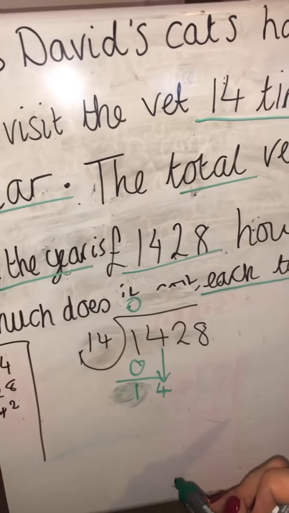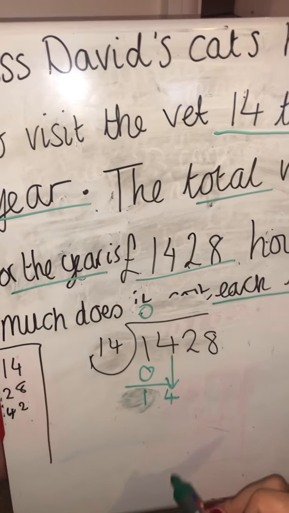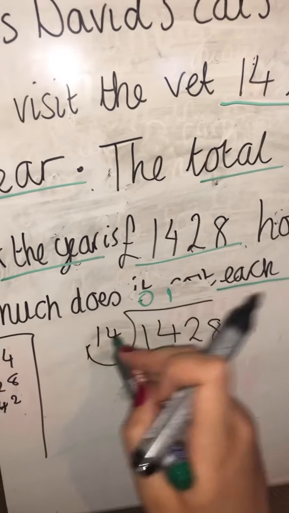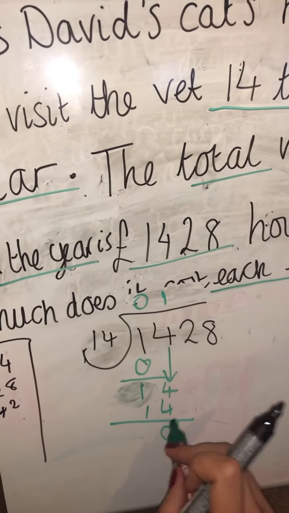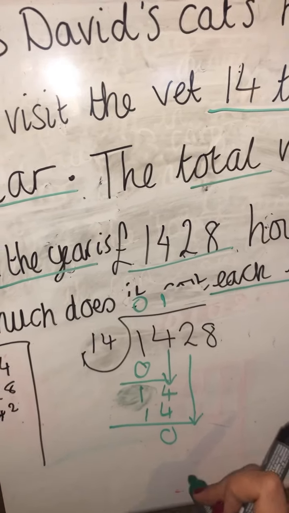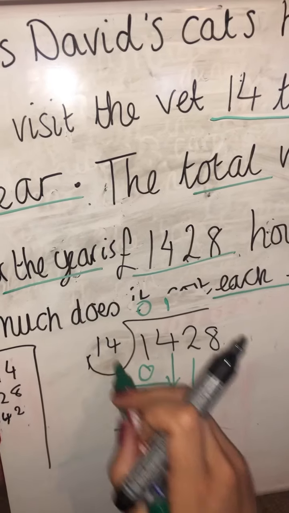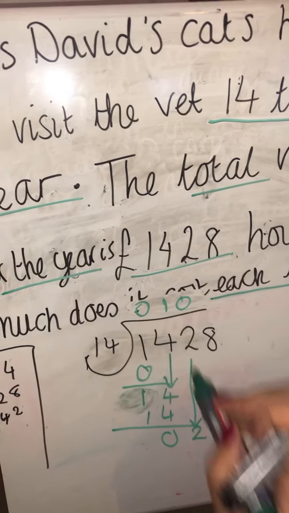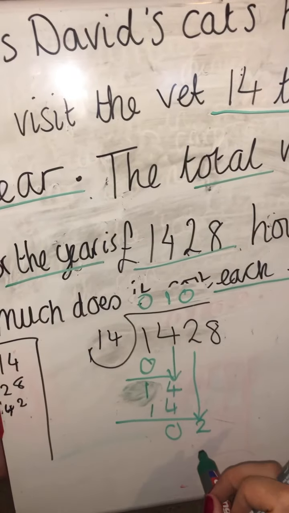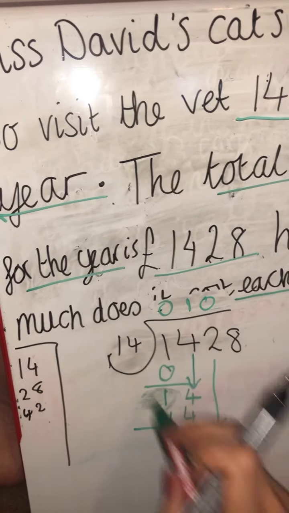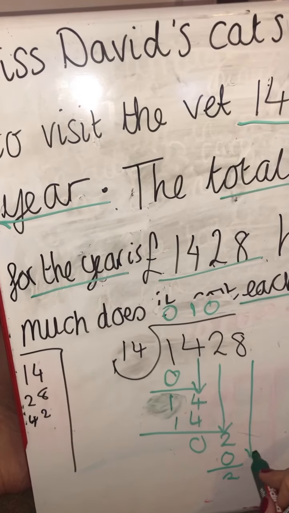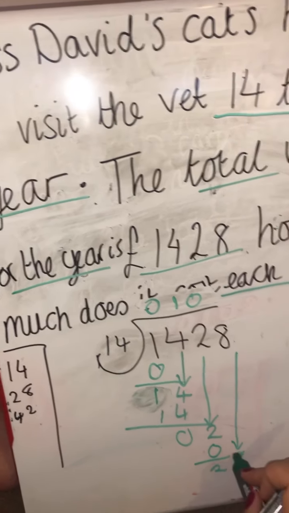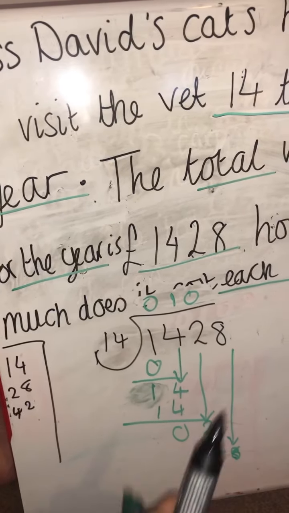14 into 14, quite simple. 1. 1 times 14 is 14. Subtract. Gives me 0. Bring down my 2. 14 into 2 I can't do. 0. And 0 times 14 is 0. Subtract that, gives me 2. Bring down my 8.